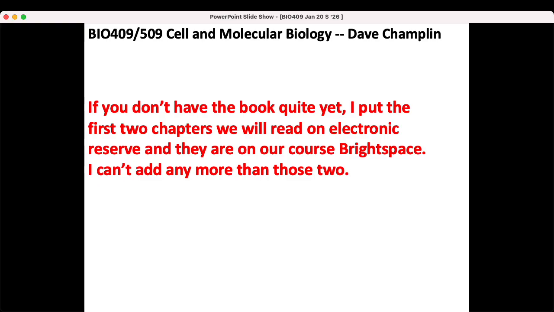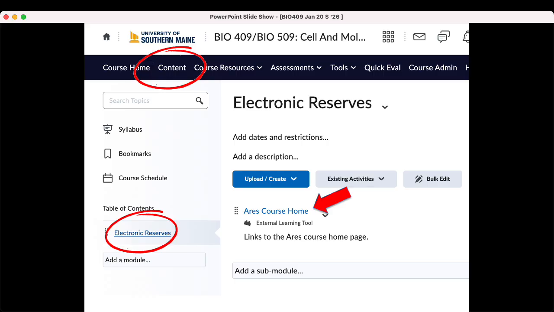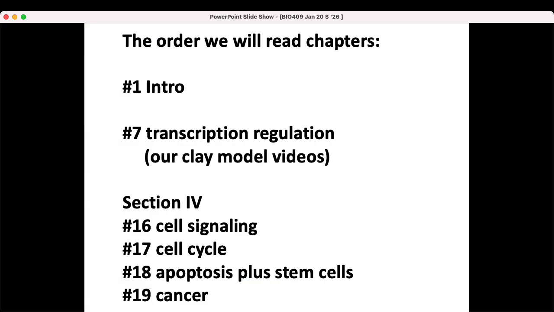So if you don't have the textbook quite yet, I managed to put the first 2 chapters we're going to read on electronic reserve on Brightspace. So everybody has access to chapter 1. The second chapter we're going to read is chapter 7. And so electronic reserve is still on that Brightspace under that content where our syllabus is down here, electronic reserve. You click on Aries and it shows you chapters 1 and 7 from our book. And then that's all I can put on, right? Because the stuff is copyrighted and I can't just put the textbook online. I can just put a little bit of it online so it can get started.